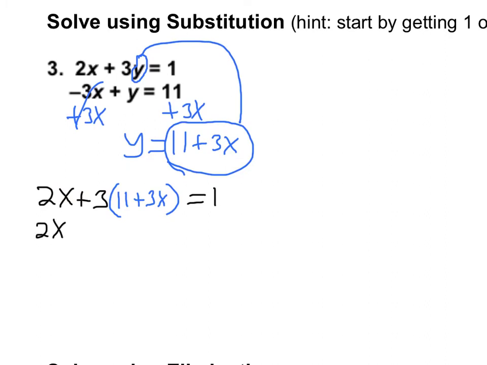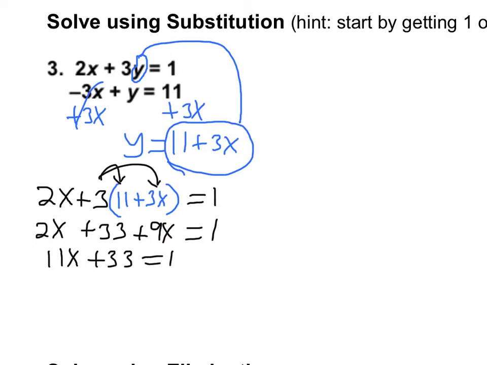So the 2x just stays there. When I distribute, the 3 times 11 is 33. The 3 times 3x is 9x, and that equals 1. I can combine these two like terms. 2x and 9x are the same, so 2x and 9x, you add those together, you get 11x.